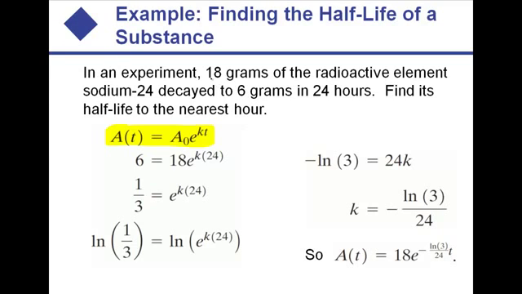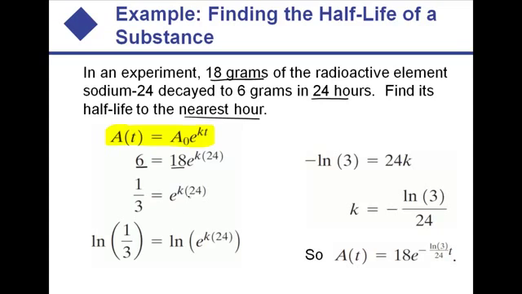We know that we start with 18 grams, so that's our A sub 0, our starting amount. In 24 hours, we're going to let t be in hours, because they want us to find it to the nearest hour. So we put in 24 for t. We know that we're left with 6. Divide both sides by 18, so we get 1/3 equals e to the 24k, right?